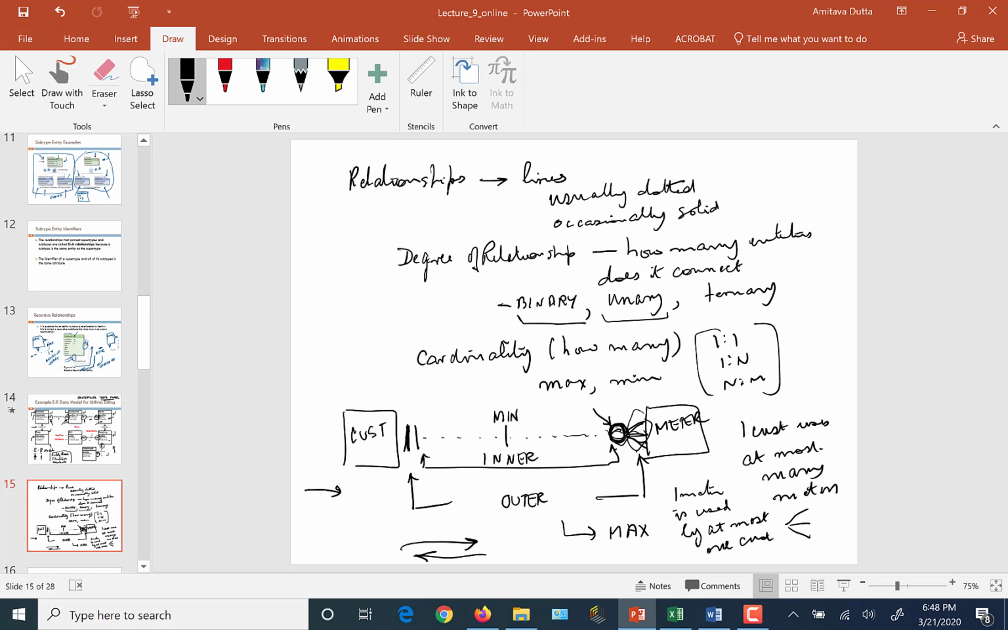And when I go in the reverse direction from meter to customer, again I will look at the inner symbol because we're talking about the minimum cardinality. We will say one meter is used by at least one customer. So if there is a meter, there must be a customer associated with it. So a customer need not have a meter, but if there is a meter, it has to be associated with at least one customer. All right, so I hope you understand now what those two symbols mean, the minimum and the maximum cardinalities.